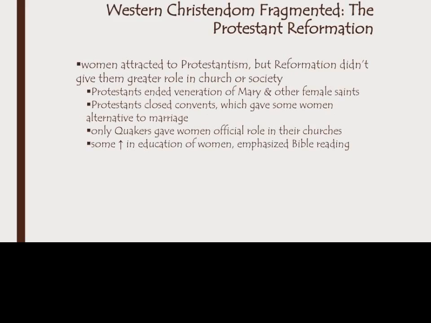And many women were attracted to Protestantism, but the Reformation didn't give them a greater role in the church or even in society. Protestants ended the veneration, or kind of like a worship, of Mary and the other female saints.